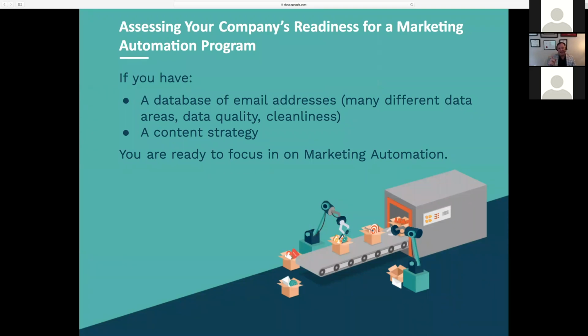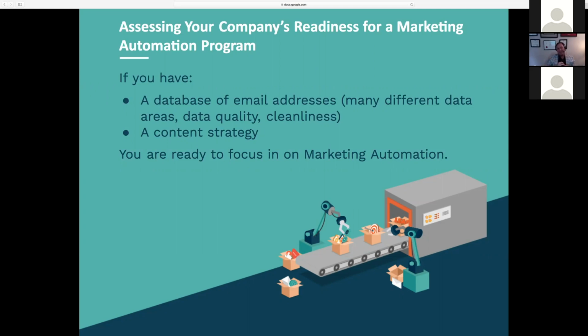But then I think here on this slide are the technical points, right? Nitty gritty, what do you need if you're going to be using marketing automation? Well, two major things that we've seen clients do a bit incorrectly. I think the one is a database of email addresses, which sounds easy enough, but there's many different data areas, data quality, cleanliness, right? A lot of our clients will have data in different areas, will have different providers, the quality will not be consistent, the fields will not be consistent, cleanliness is all over the place, they don't know the origin of some of their data.